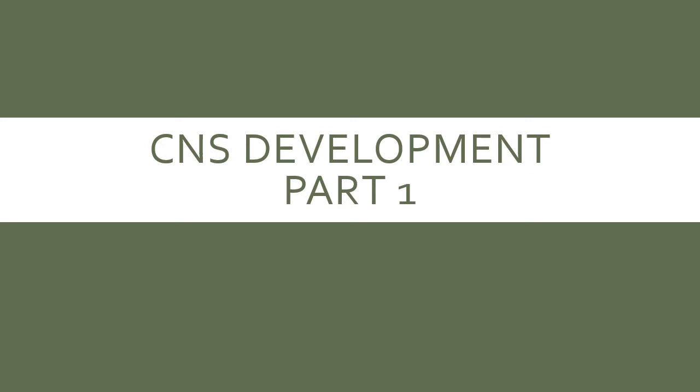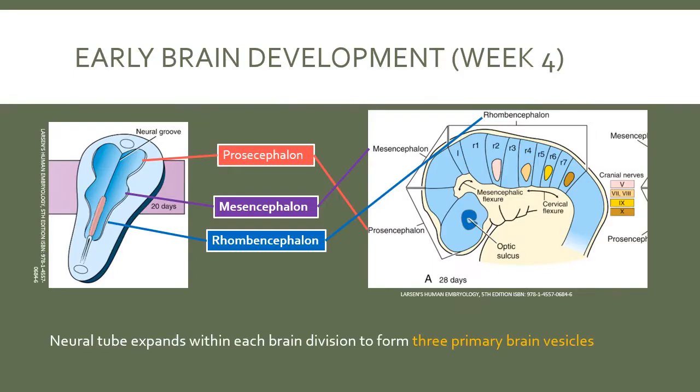Now we're going to talk about the development of the central nervous system, and we'll start with the hindbrain, the most simple part of the brain, and work our way up to the cerebral hemispheres. So by way of reminder, brain development really begins with the formation of the neural plate way back at roughly week 4 or so.